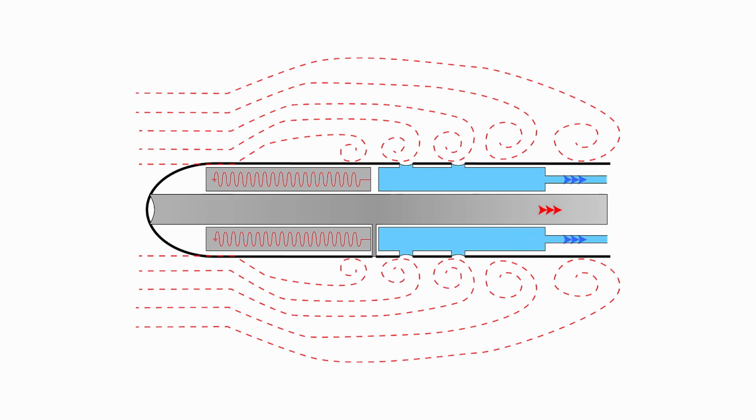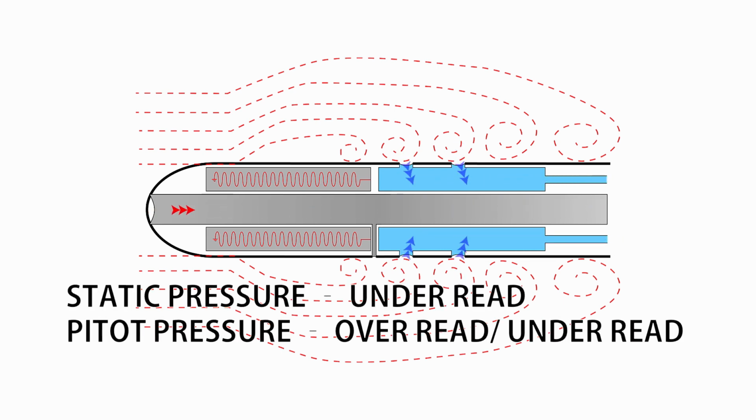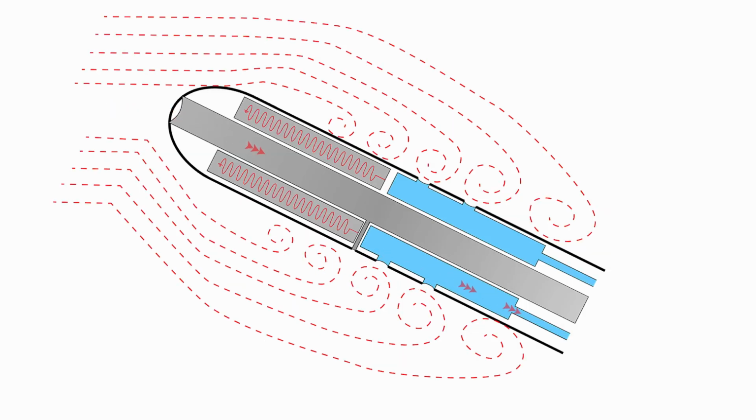The turbulence will cause static pressure to underread due to suction effect and cause pitot pressure to overread or underread depending on its position. At high angle of attack, partial total pressure might be sensed by the static head, which will cause overread of static pressure. The amount of total pressure sensed will decrease at high angle of attack. Error will be greatest at high angle of attack and low speed.